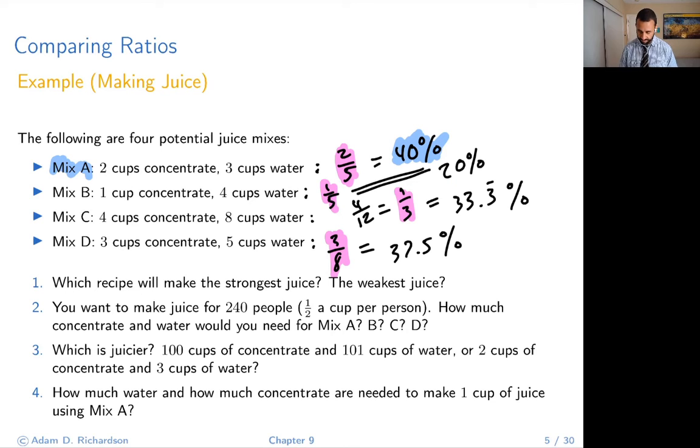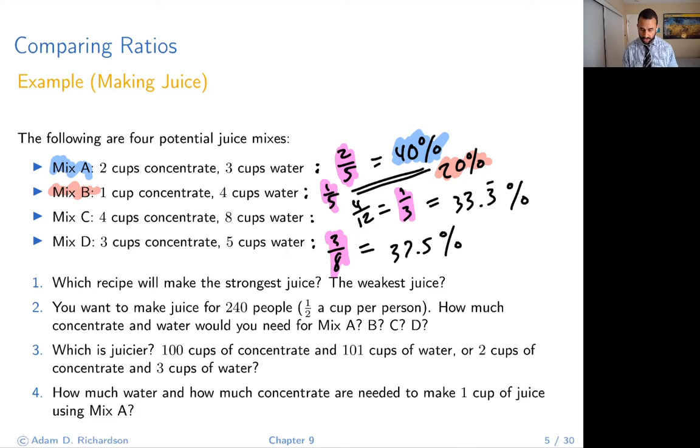That's the strongest. And now we can also see which one is the weakest, right? The weakest one is mix B. Mix B is the weakest because it's only 20% strength. There you go. So that's how you can do that type of stuff. And that's why this type of math is important, and it's important to be comfortable with it, right? Okay, let's do the second one.